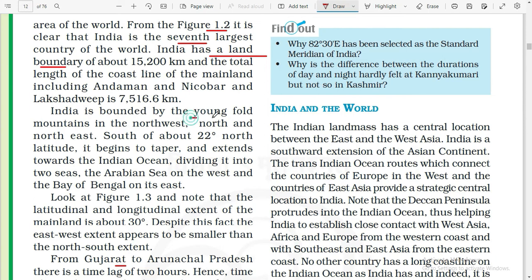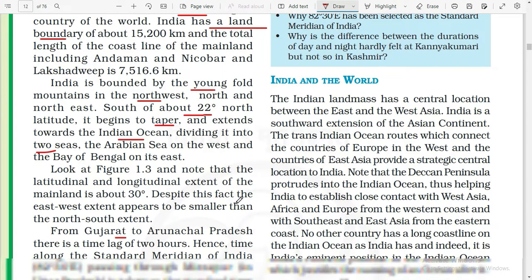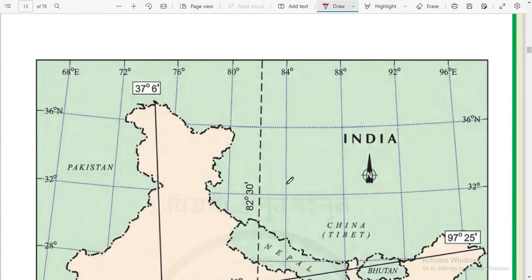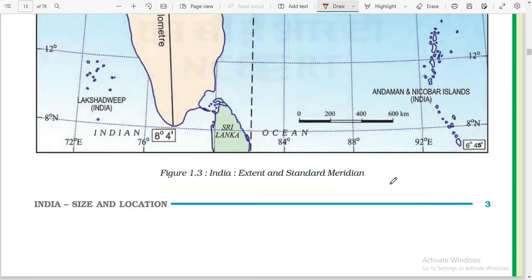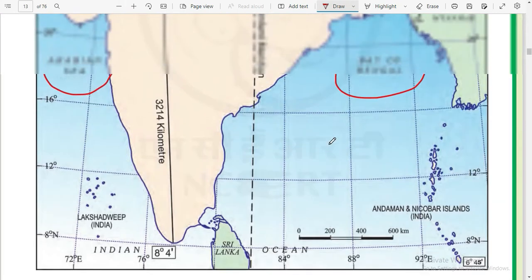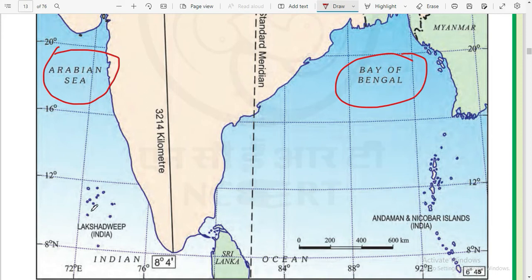India is bounded by young-fold mountains in the northwest, north and northeast. South of about 22 degree north latitude, it begins to taper and extends towards the Indian Ocean, dividing it into two seas, the Arabian Sea on the west and the Bay of Bengal in the east. So in the northern side it is full of mountains. On the south side we have the Indian Ocean, and in the Arabian Sea we have Lakshadweep Islands, and in the Bay of Bengal we have Andaman and Nicobar Islands.